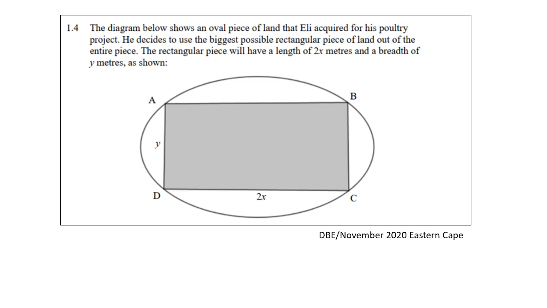Very important when we read through the question is that it says he decides to use the biggest possible rectangular piece of land. This then means that you have to set up a quadratic expression, and then you could either use completing the square or the equation of the symmetry axis of a parabola to determine the maximum value of the quadratic expression. So let's look at the first question.